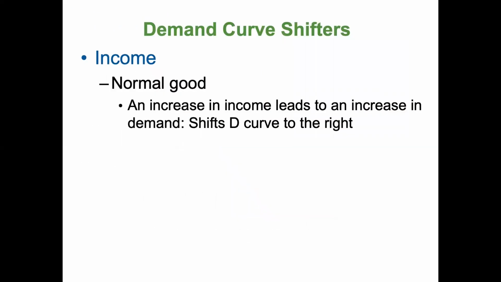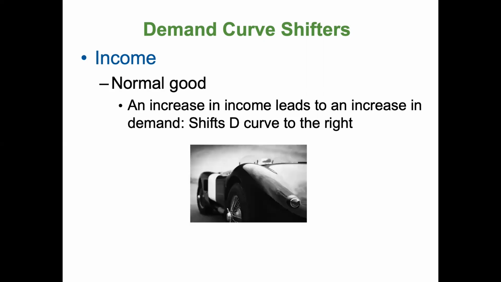Another factor is income. For a normal good, other things being constant, an increase in income leads to an increase in demand. This would shift the demand curve to the right. For example, if everyone received a raise in their salaries, there will be an increase in the demand for cars. That is, the demand curve for cars would shift to the right.